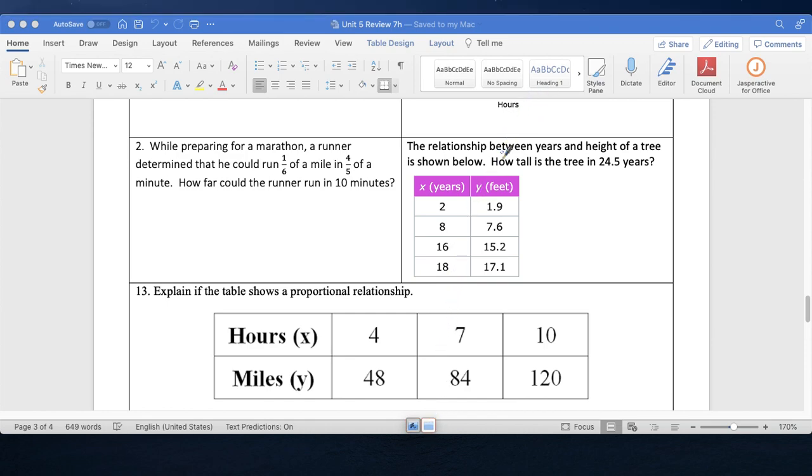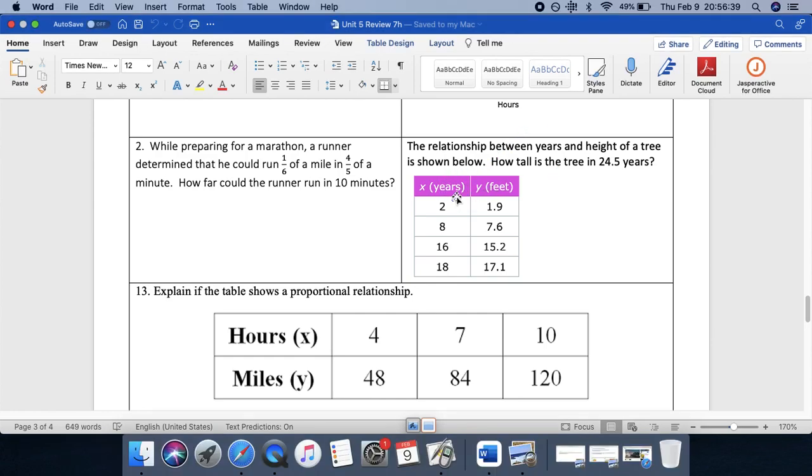And what do we have here? The relationship between years and height of a tree is shown below. How tall is a tree in 24.5 years? So we need to find the constant of proportionality, right? So how does this change happen?